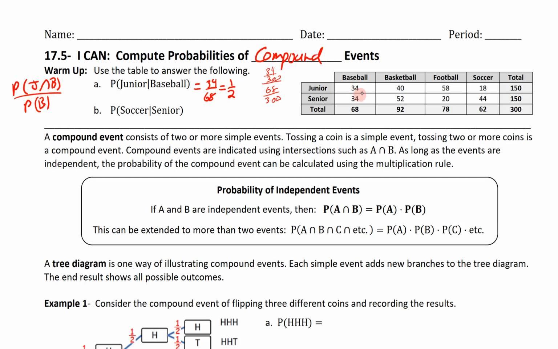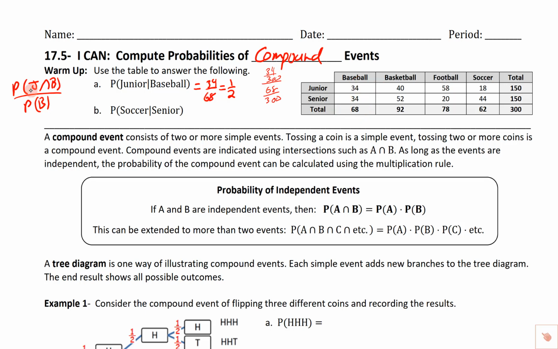That's going to be this one right here, 34 out of 300. I've written it right here. Divided by the probability of baseball. So baseball is 68 out of 300. So I did 34 over 300 divided by 68 over 300. You can skip right to here because if we're given baseball, if that's the condition, it limits it to this sample space right here. It's only those 68 people total, and 34 of them are juniors. So you can skip right to 34 out of 68, which reduces to 1/2.